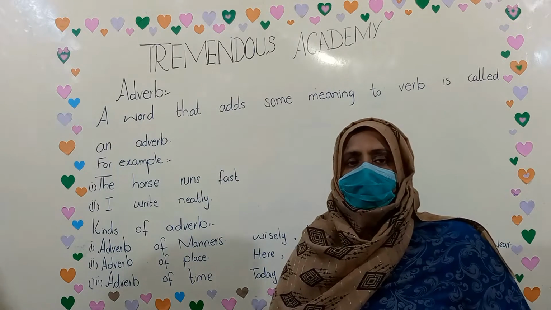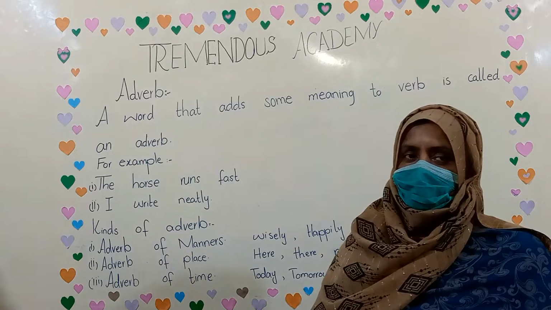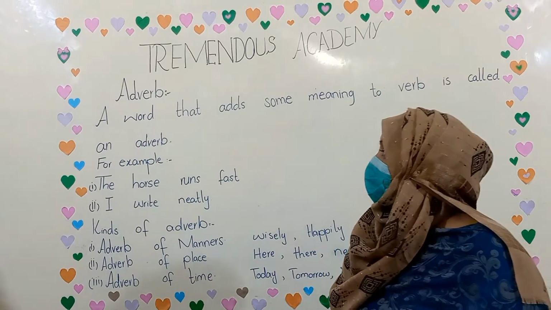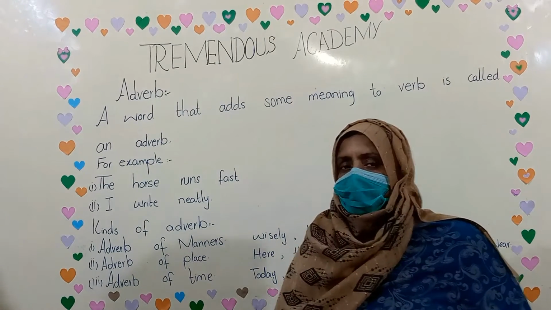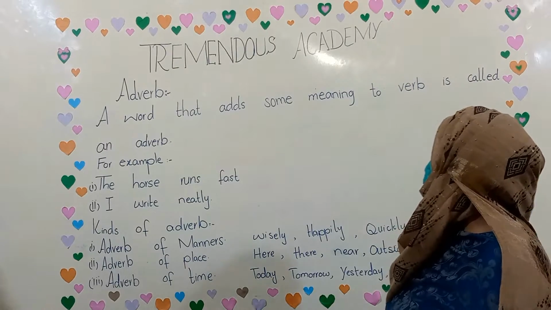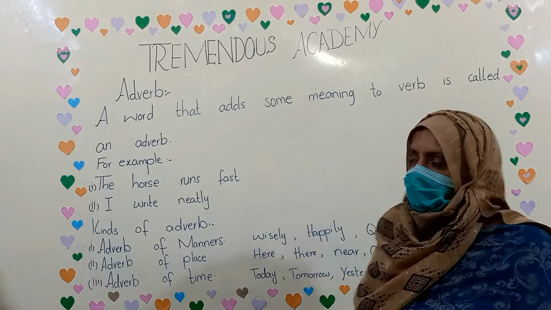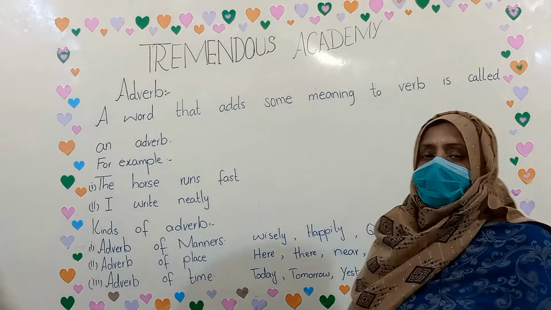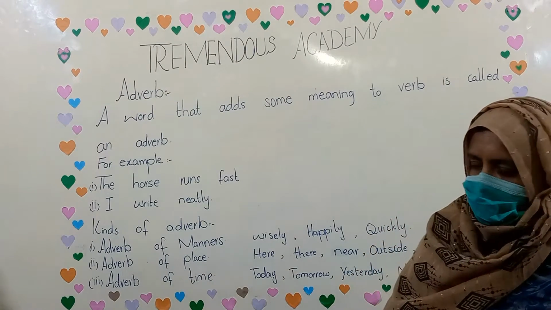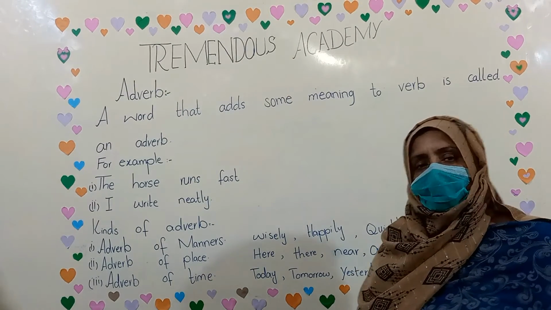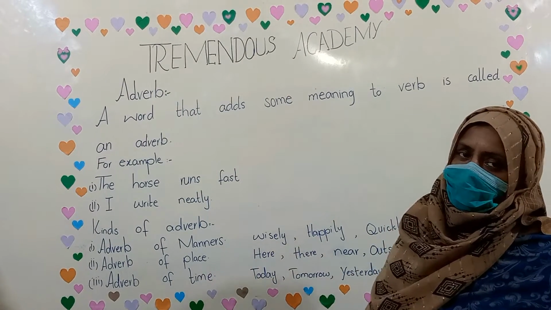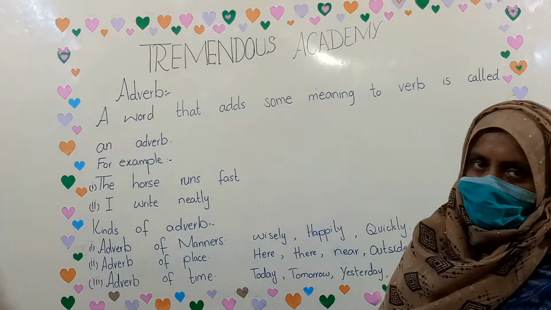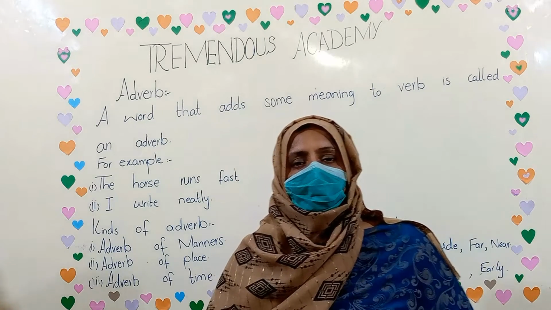So viewers, in the end, I would like to repeat the whole lesson. A word that adds meaning to a verb is called an adverb. Adverb has three kinds. Adverb of manner, adverb of place, adverb of time. So this was today's lesson.